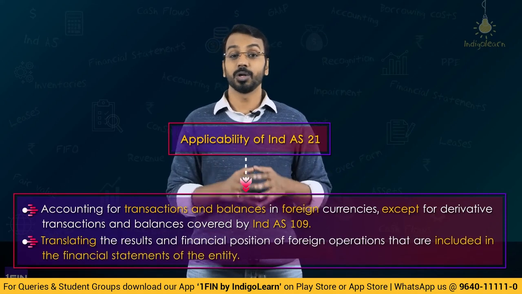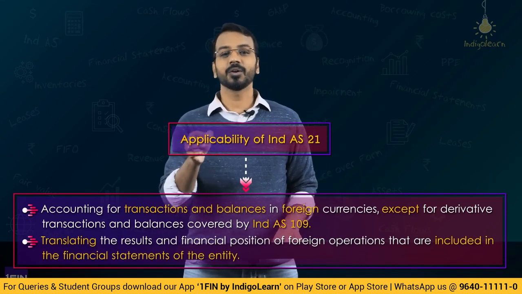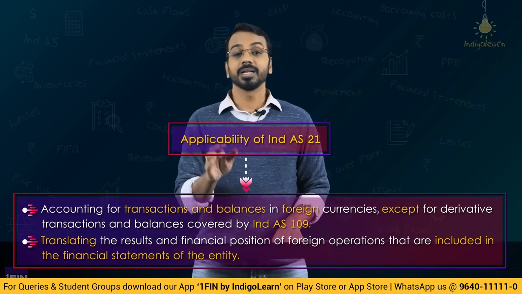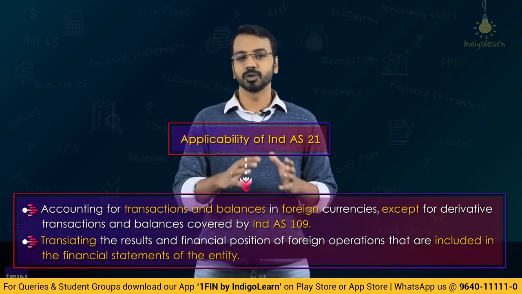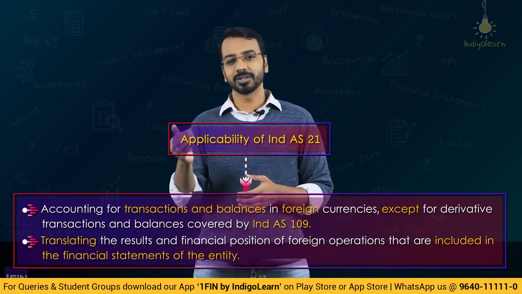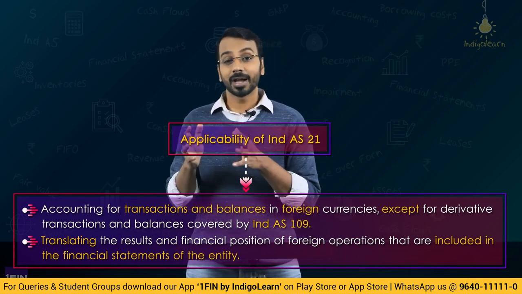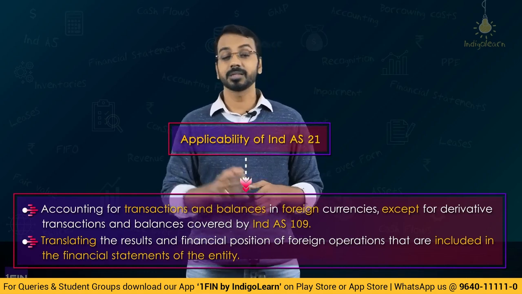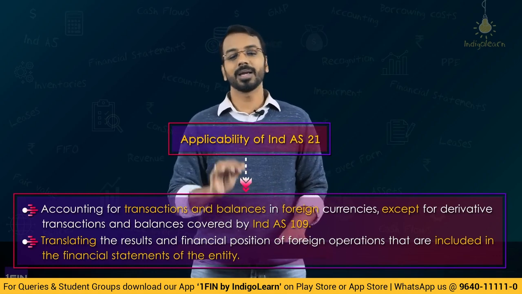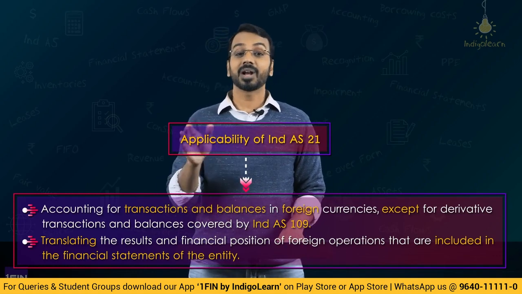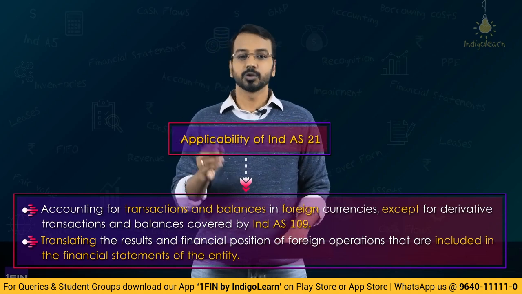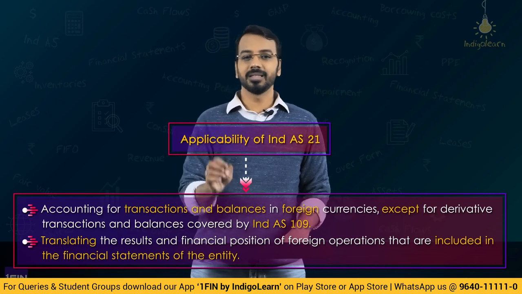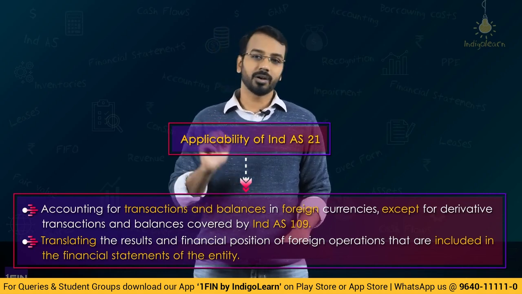Second, you will apply Ind AS 21 for translating the financial statements of foreign operation when you are incorporating them in the financial statements of the entity. So, when there is a foreign operation, say a branch or a subsidiary, then when you have to incorporate those financial statements in the reporting entity's financial statements, you will apply the principles of Ind AS 21 and translate those financial statements. So, basically you will translate the statement of financial position or the balance sheet and the results, that is the P&L of the foreign operation.